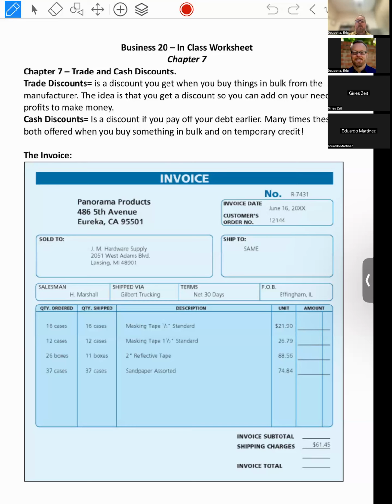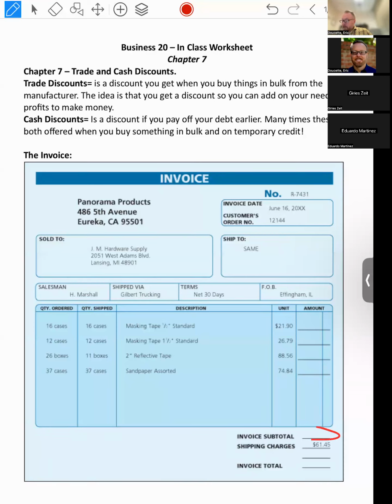What you'd need to do, of course, is for every one of those cases, the first one, masking tape 1/2 inch, is $21.90. So you'd have to multiply $21.90 by 16. That would give you the total amount for the masking tape 1/2 inch. You do the same thing for the masking tape 1.5 inch, and the same thing for the 11 boxes of reflective tape. You'd multiply by the quantity, and that would give you your total amount. Then your total amounts would be added up, and that would give you your invoice subtotal, which would be right here.